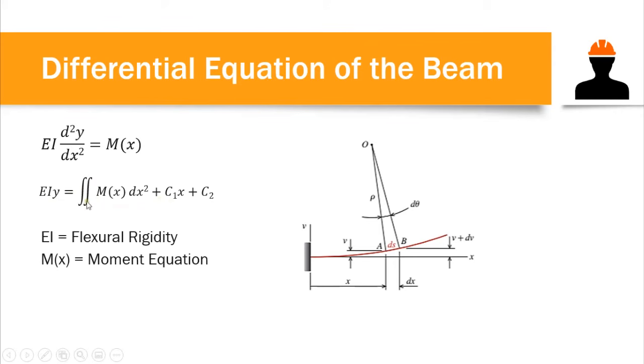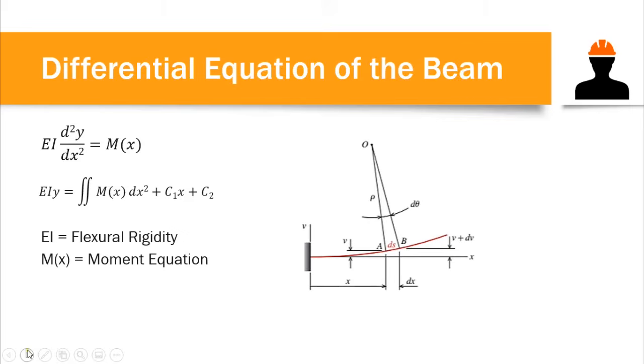Since we are integrating, we come up with two constants. This C1 is included by first integrating our derivative, then this C2 occurs when we integrate again. So the C1x occurs during our first integration process, and C2 occurs during our second integration process. So we can come up with our equation of deflection, which is EIY equal to the result of the double integration of our moment equation.